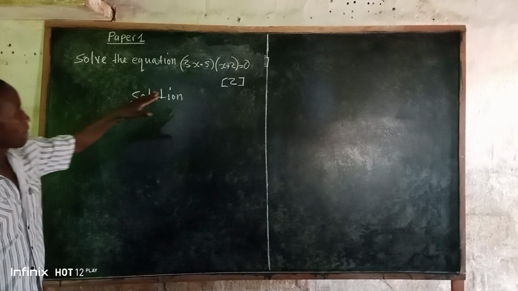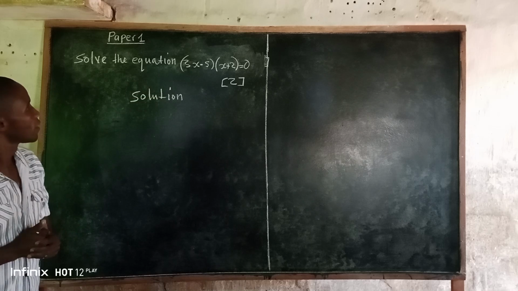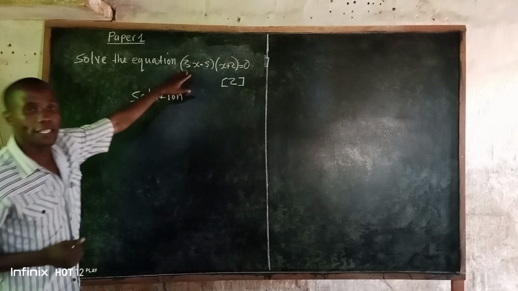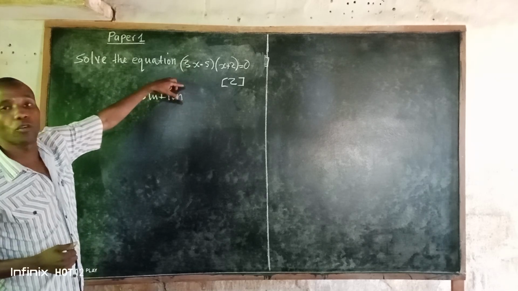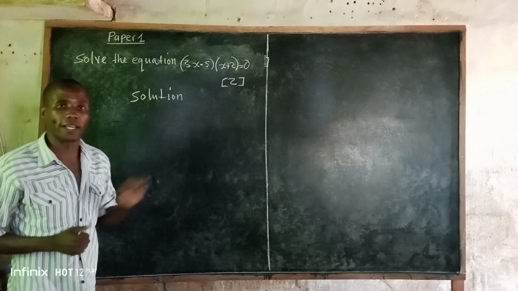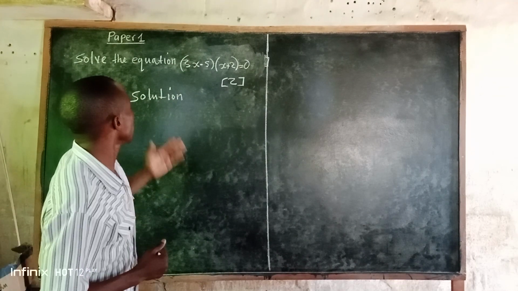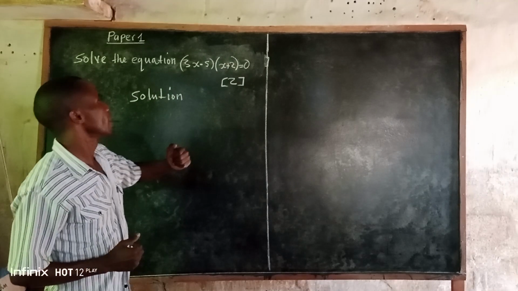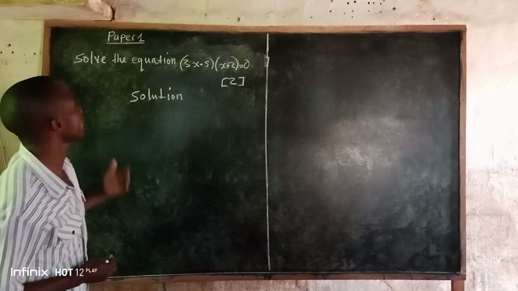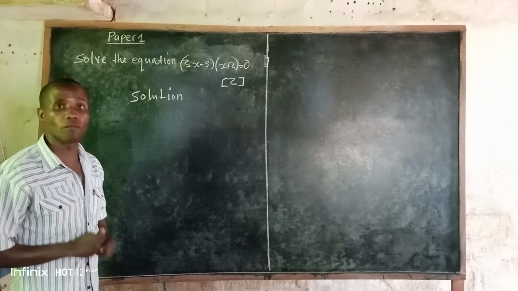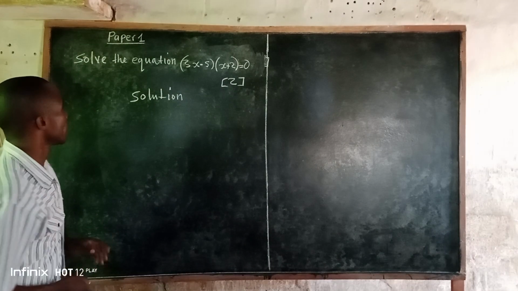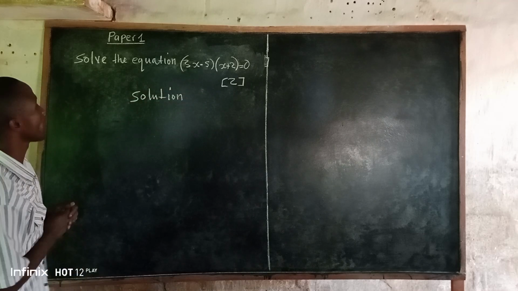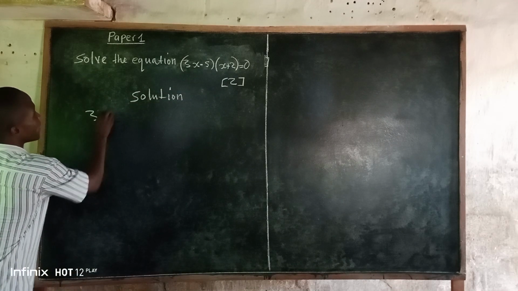So the first thing that we are supposed to do here is to get rid of these brackets. How? By expanding them. So we need to expand this one. Then thereafter, that is when we can proceed to solve for x. So now let us do as I said. How are we going to expand this?